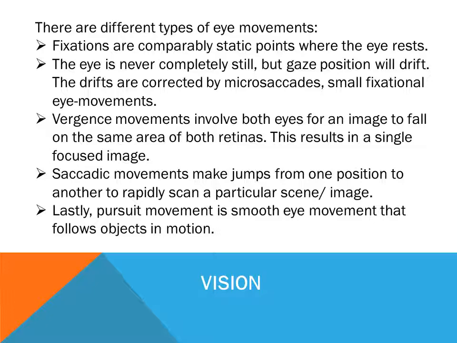This results in a single focused image. Saccadic movements make jumps from one position to another to rapidly scan a particular scene or image. Lastly, pursuit movement, a smooth eye movement that follows objects in motion.